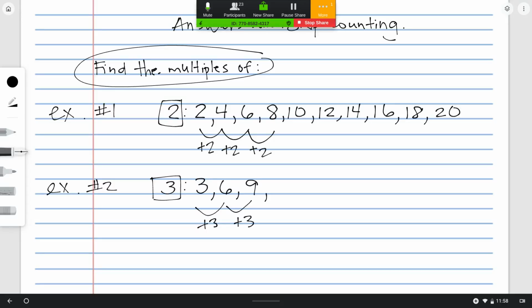So this here is 3 times 1. Then we have 3 times 2, 3 times 3. Then you're going to keep going. What's 3 times 4, 3 times 5? All the way down that multiplication chart.